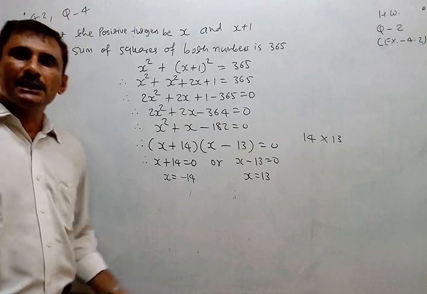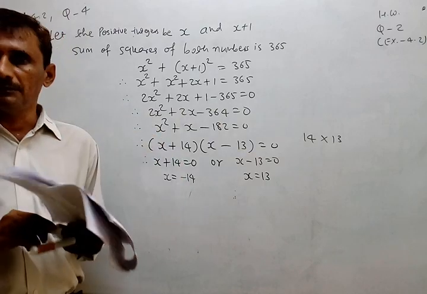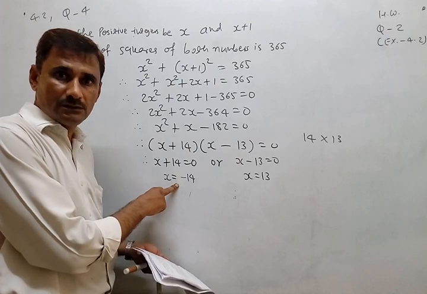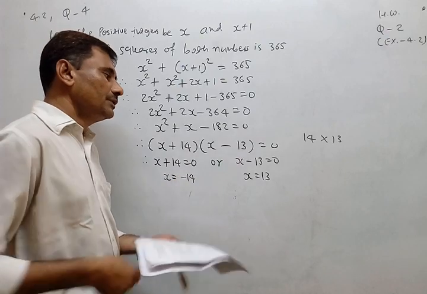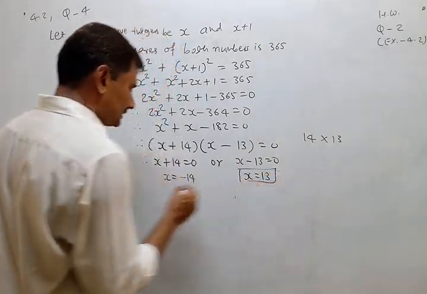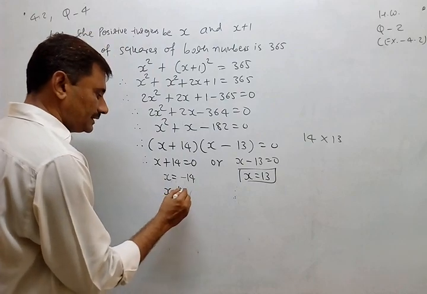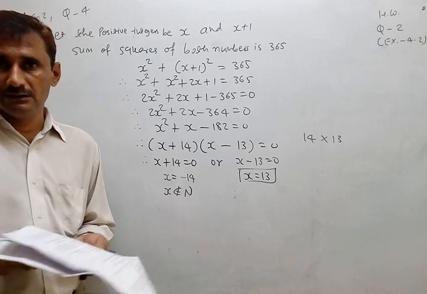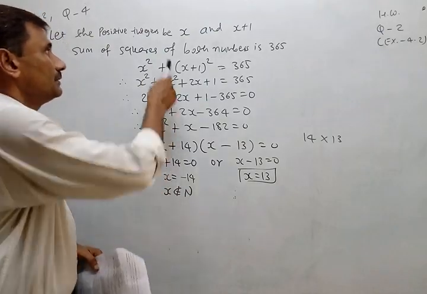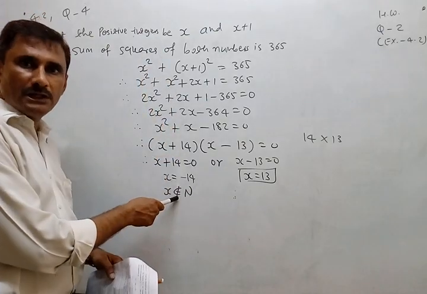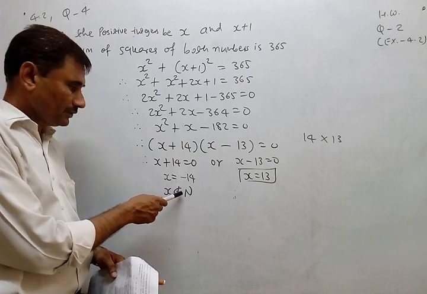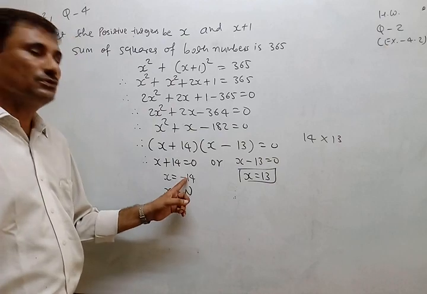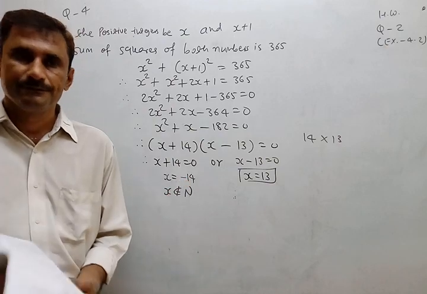So obviously it is negative, so not acceptable. Mostly we never accept a negative number or fraction. So this is our final x. It does not belong to N, that's why we are not taking it. We neglect it, because positive integer means natural number. Natural number means positive integers, belongs to capital N. So it is not in N, so we neglect it.